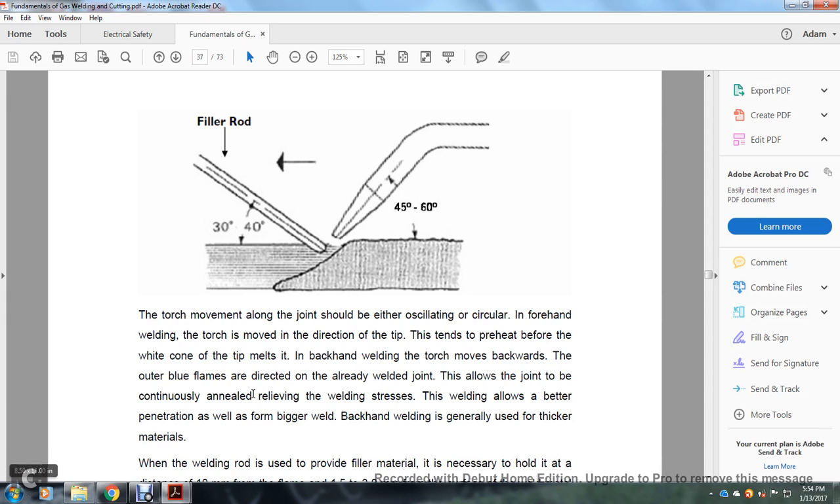This always allows the joint to be continuously annealed, relieving the welding stress. Backhand welding allows better penetration as well as forming a bigger weld. Backhand welding is generally used with thicker materials.